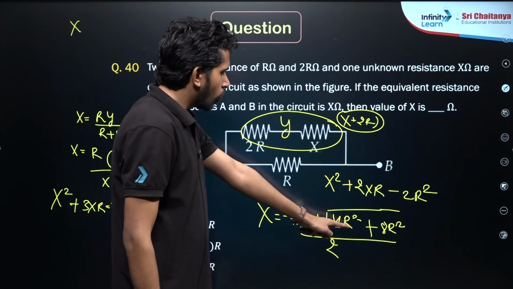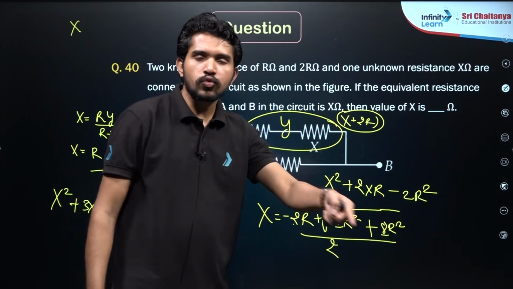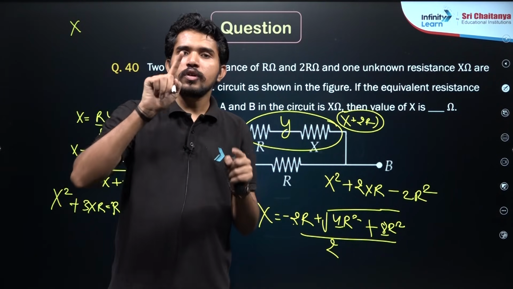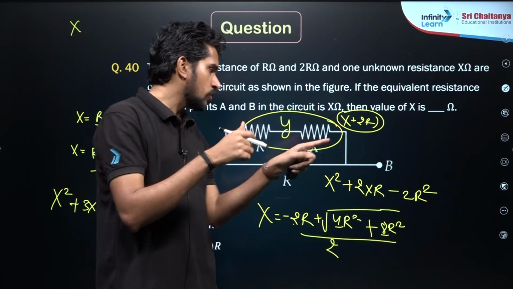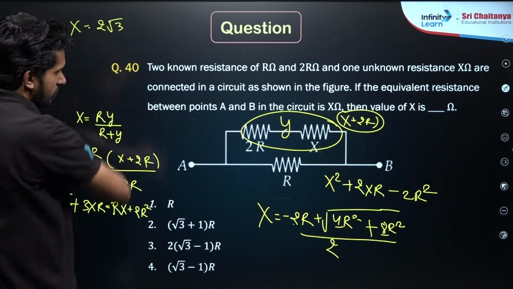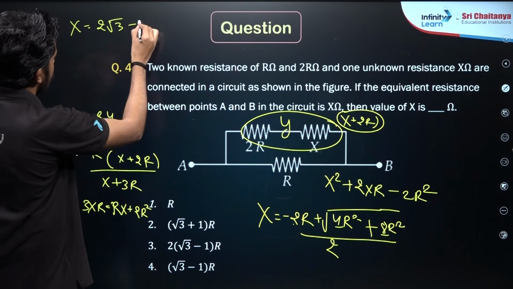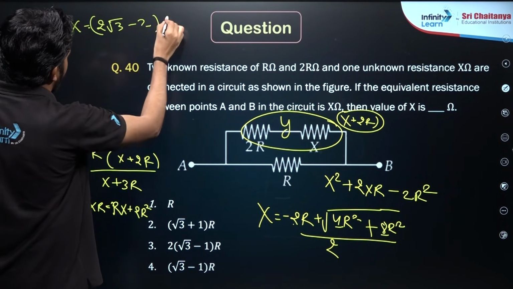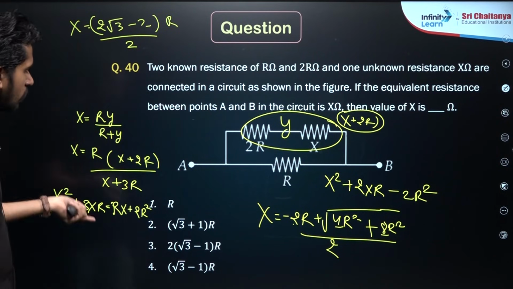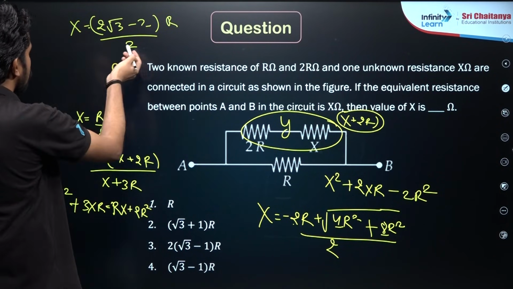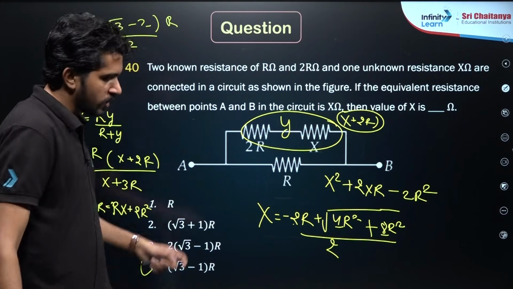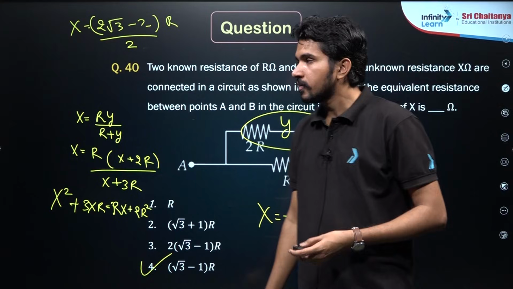So from here X would be this: root of 4 plus 8, 12. 12 is root of 4 into 3, so 2 root 3. Minus 2R upon 2. So basically root 3 minus 1 into R, as the 2 is cancelled out, right? Root 3 minus 1 into R. Option number 4. Okay. Simple.